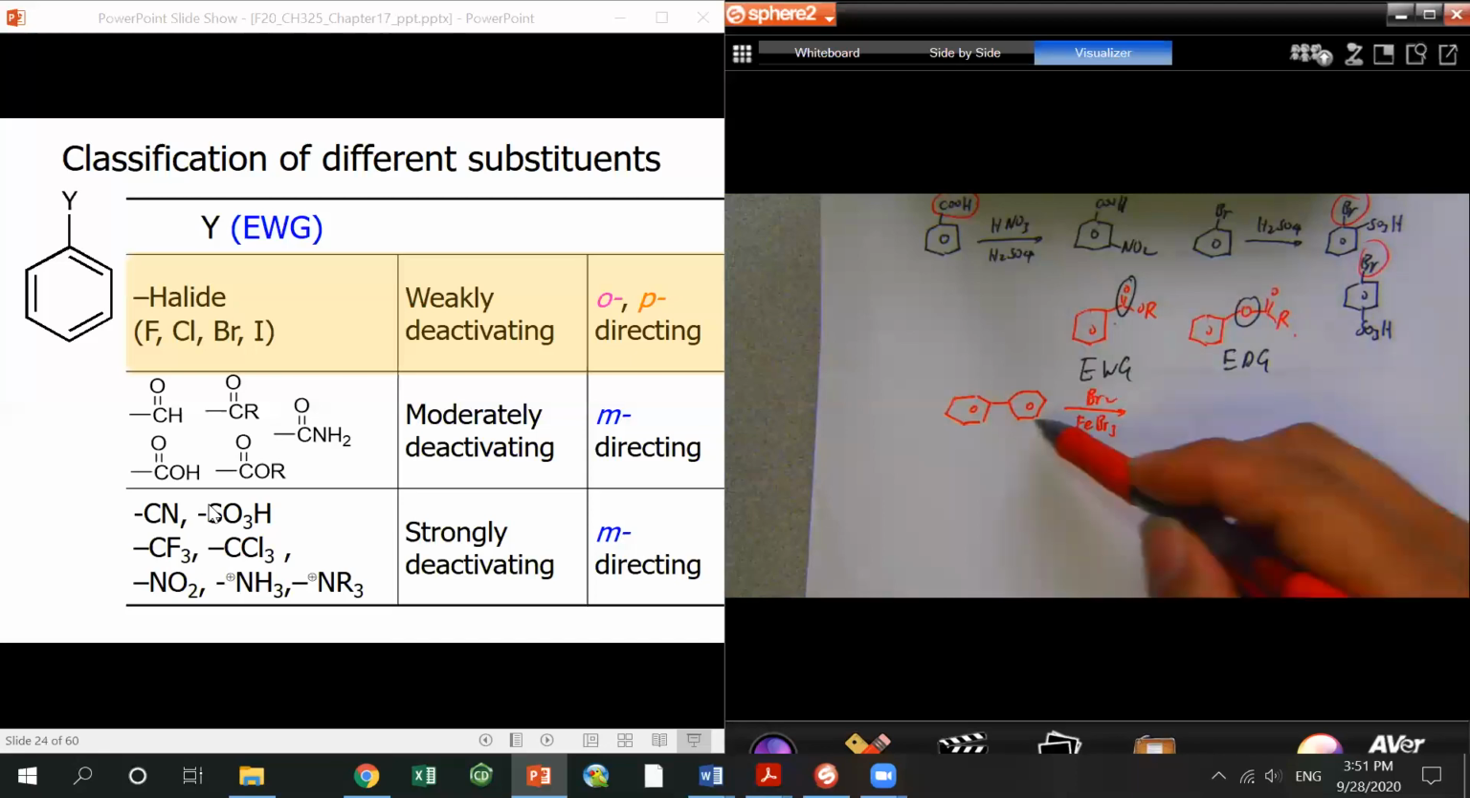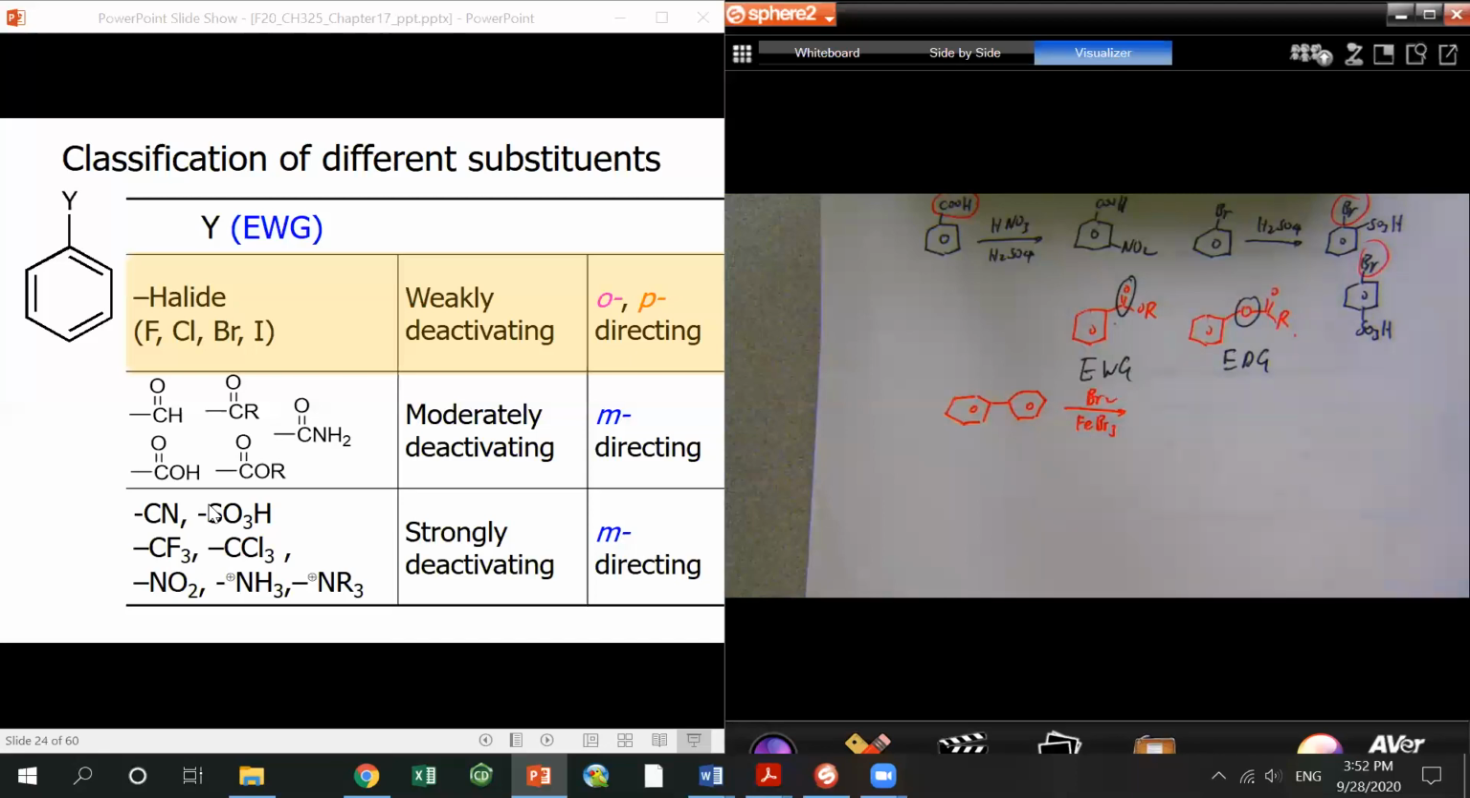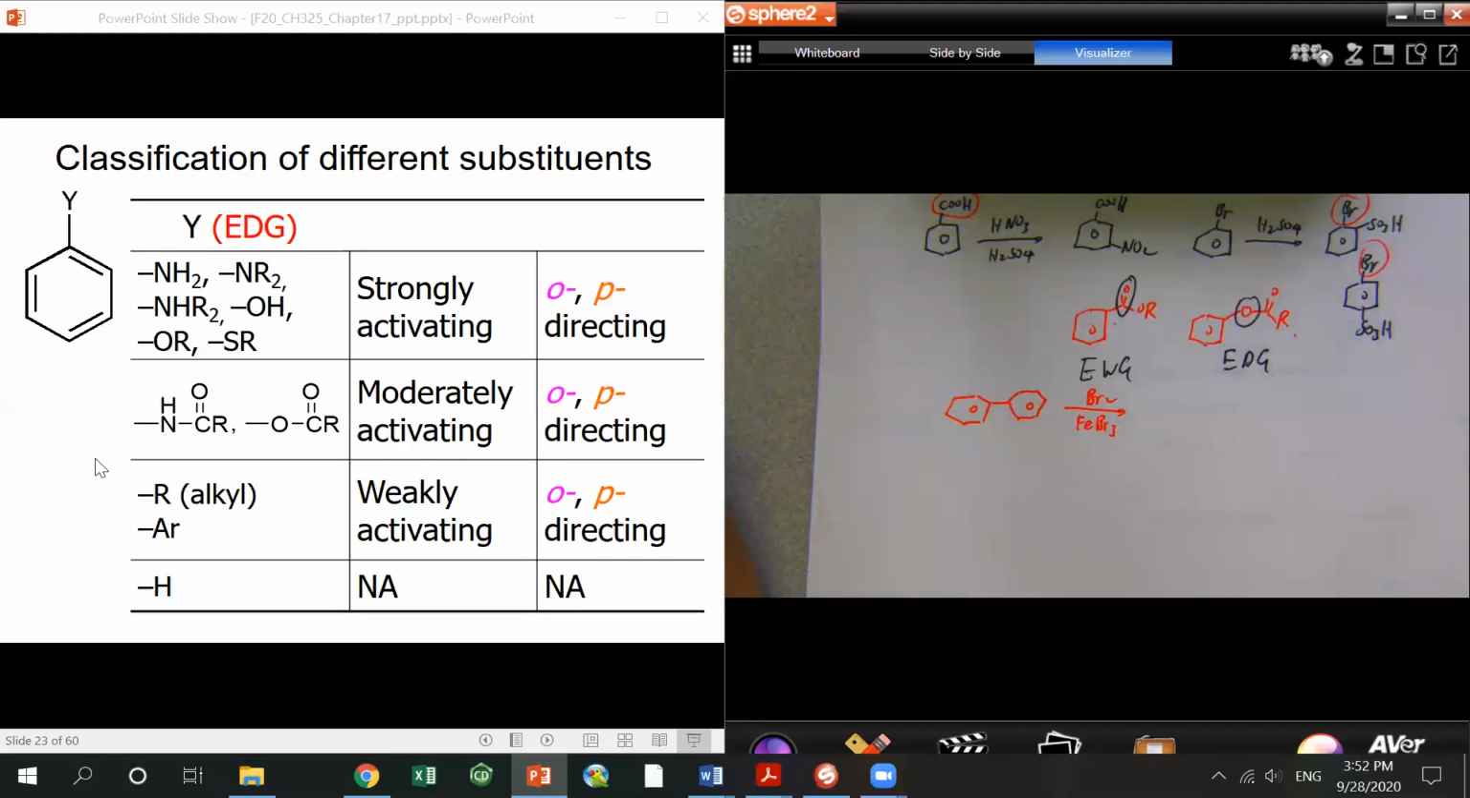Okay. Try this question. We try to do bromination on this compound. So we have to determine where the bromine goes. A lot of students get confused by these questions.